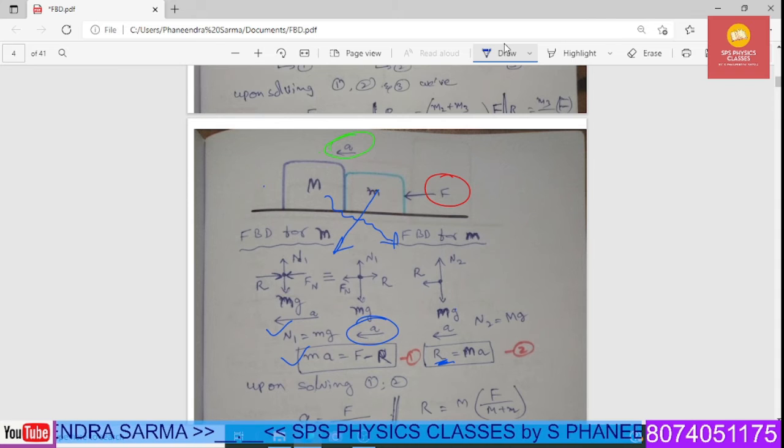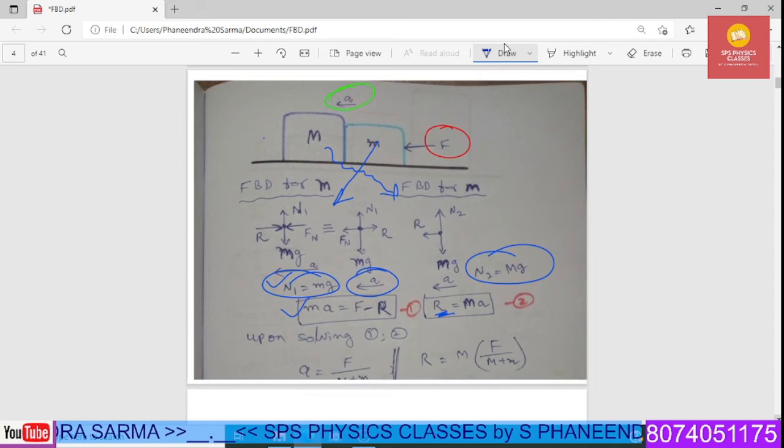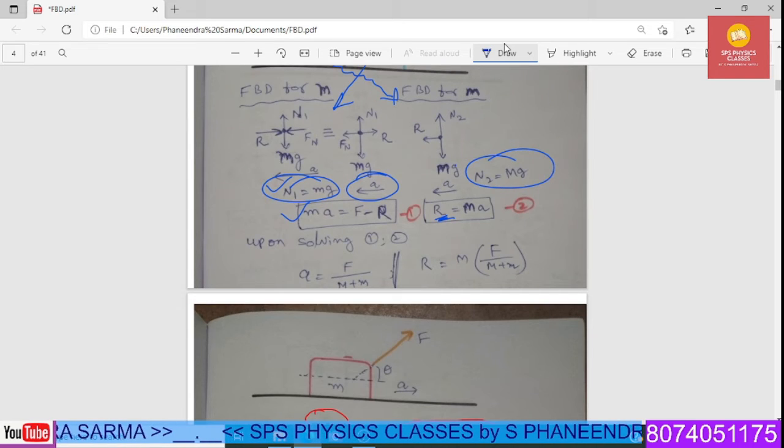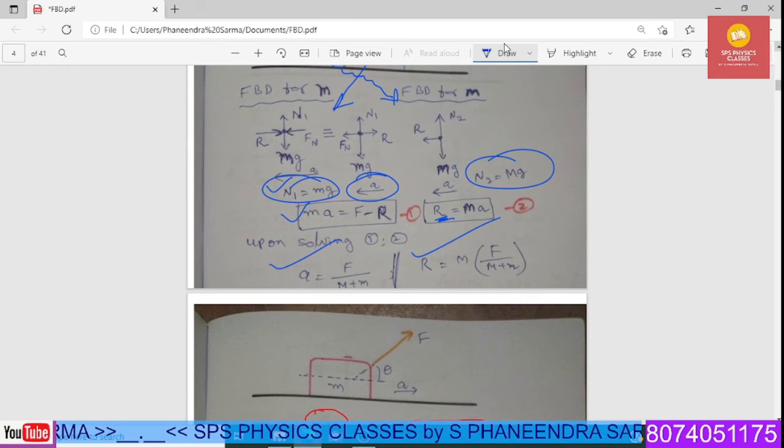N1 is nothing but the vertical component, however there is no need of this one because the object is neither moving upward nor moving downward. Upon solving these two equations, equation 1 and equation 2, substitute the value of R equal to capital MA. When the minus comes here as plus, we get the acceleration and the normal reaction R of the problem.